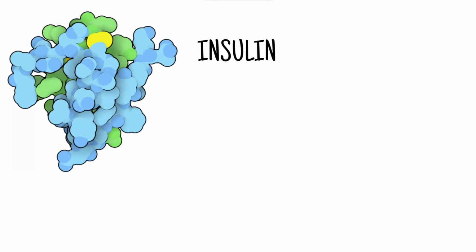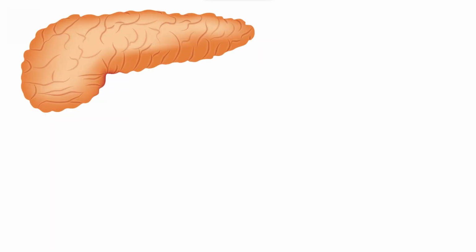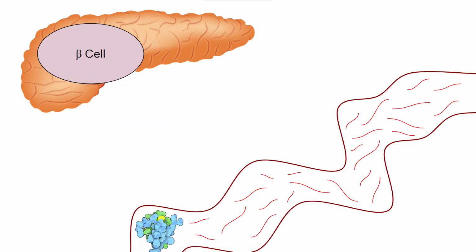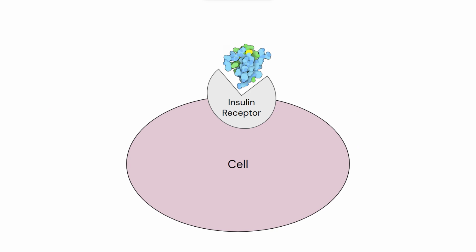That's where my handy little buddy insulin comes in. Insulin is an anabolic peptide hormone, which, in simple terms, means it's a protein we use in biological reactions. It's first produced by beta cells in the pancreas, and then it floats through the bloodstream, which is called endocrine transport, until it gets to your cells and binds to their insulin receptors.